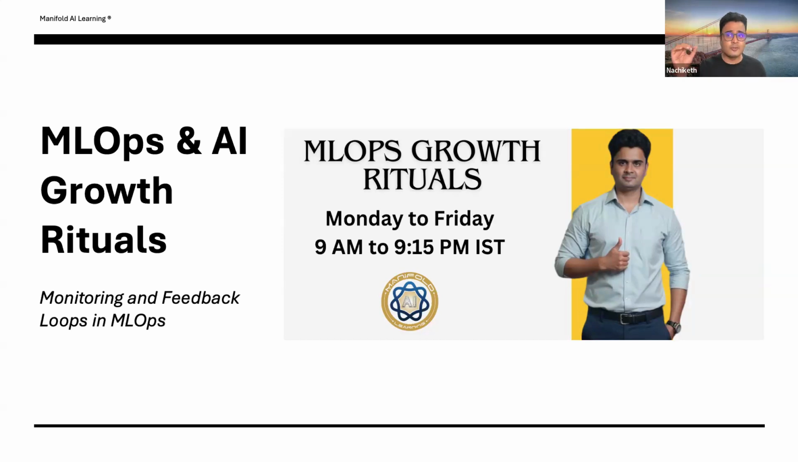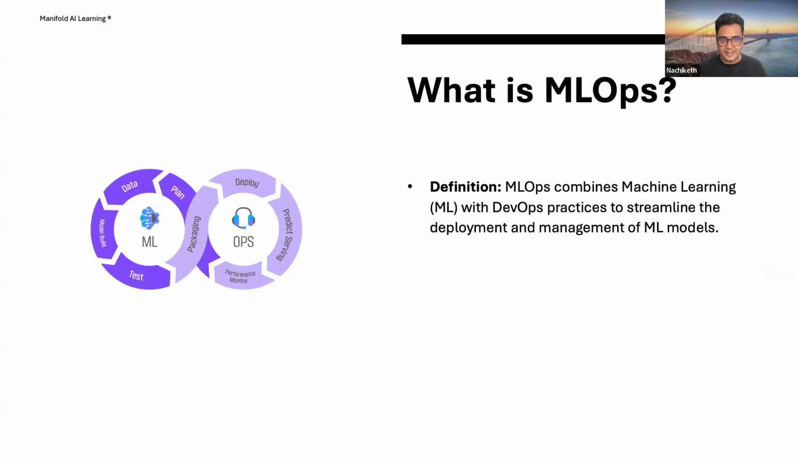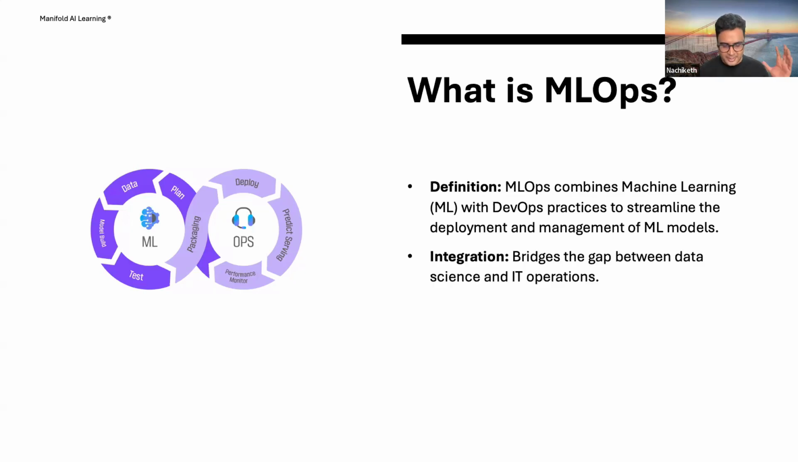In today's session, I'll take you through what monitoring and feedback loops mean from the MLOps standpoint and what tools we have got. So let's get started. First of all, for everyone to be on the same page, what is MLOps? It's a combination of DevOps and machine learning practices, combining them to streamline the development and management of machine learning models. It bridges the gap between the data science team and the operations team.